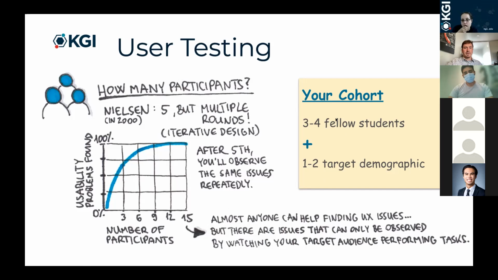My recommendation for your cohort of people to do user testing is to choose 3 or 4 of your fellow students, just because that's easy and you can help each other out in that realm. And then try to find at least 1 or 2, if you really find that you've got a good handle on your demographic, of the people that you're actually trying to get to use the app.